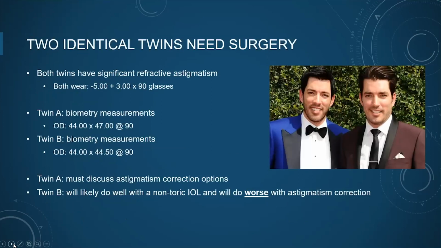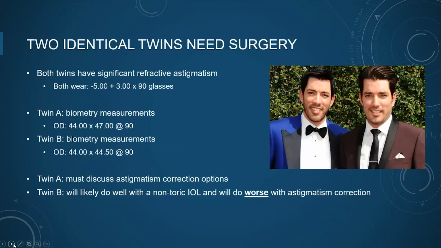Let's use an example. We've got two identical twins that need surgery. Both of them have significant refractive astigmatism. So let's say they're both wearing the prescription of -5 + 3 × 90. The first twin, biometry measurements are 44 by 47, so there's 3 diopters of keratometric astigmatism at 90. And the second twin has very minimal astigmatism at 90 degrees.